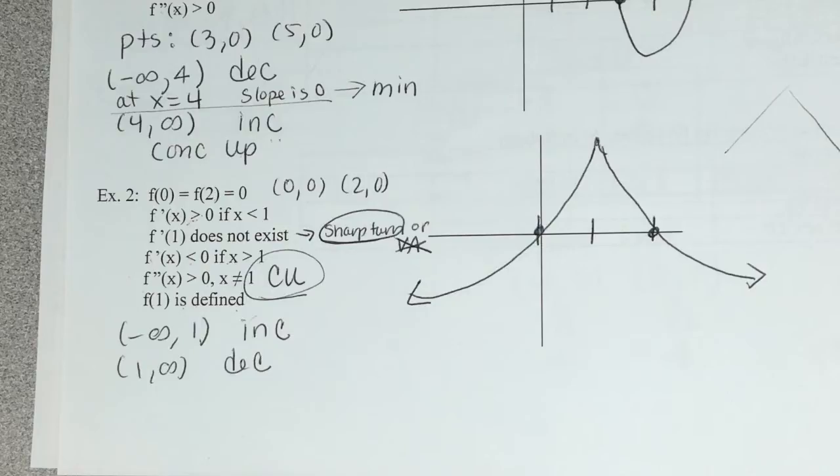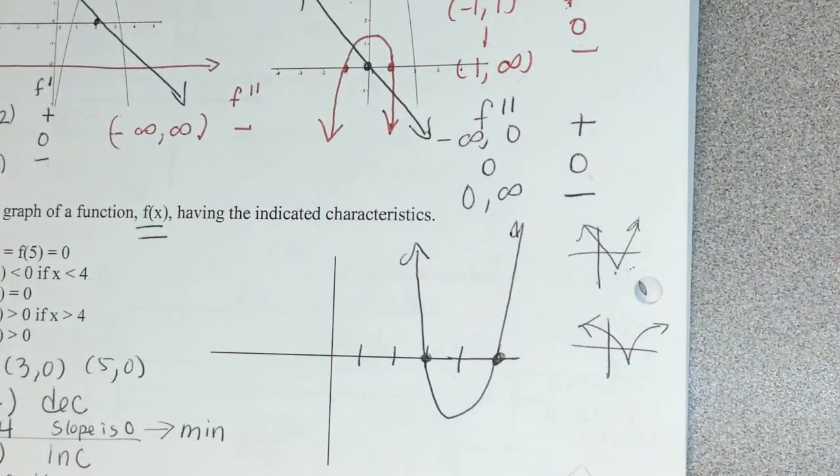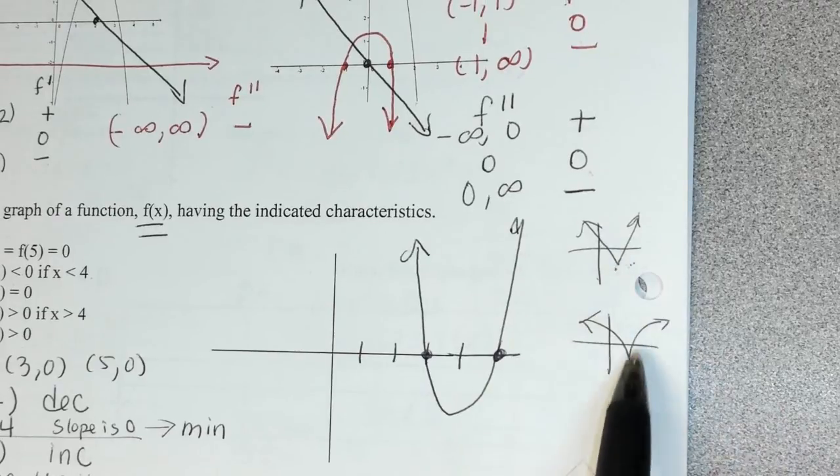Okay? So you can see how these can be a little confusing. There's all these different things we could get. We can get parabolas, we can get V's, we can get cusps. You have to be able to decide.